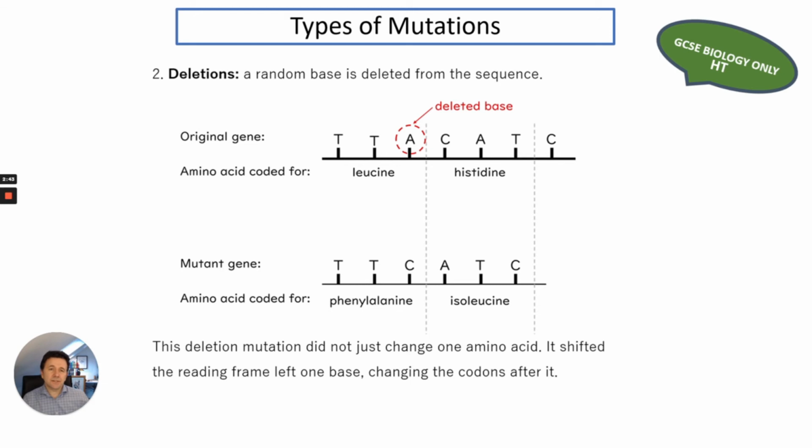Second is deletion, so a random base is deleted from the sequence. This causes more issues because it shifts what we call the reading frame by one base. So it changes all of the codons, or all the triplet codes after it, and therefore all the amino acids may change, therefore making the protein non-functional.